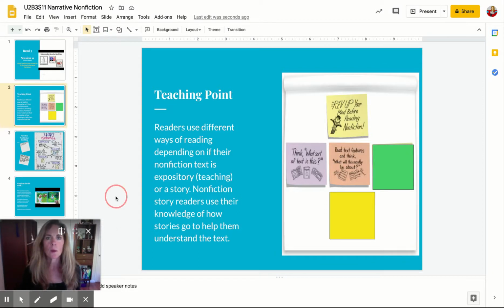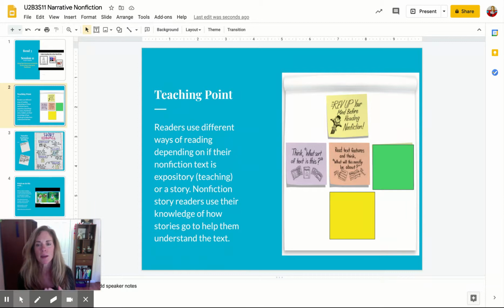Now that you know what narrative nonfiction is, that is kind of a blending of fiction and nonfiction, where you're telling a story that is true with lots of facts about things that actually happened, but it's not 100% factual because you're making up things that the characters say and stuff like that. So it's not completely nonfiction, but it is also not completely fiction.